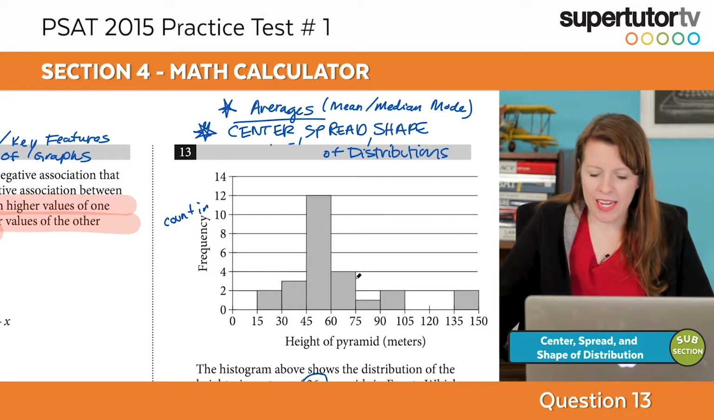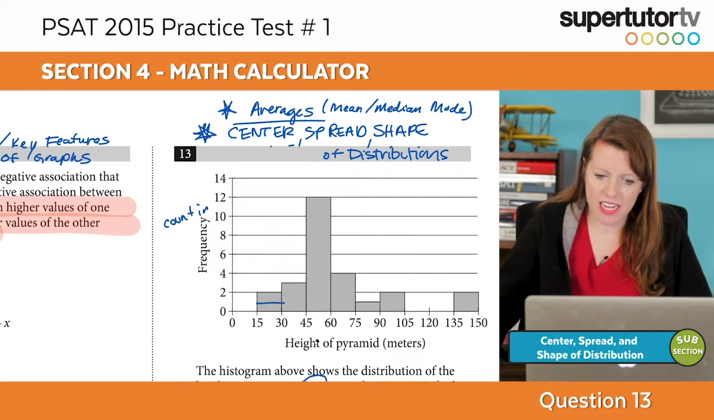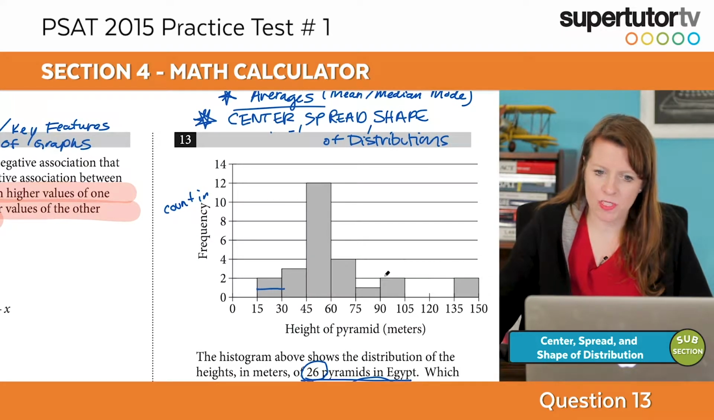So we're going to count in. Again, this is my medians shortcut. The frequency tells us the number of pyramids. So this is like 2 pyramids here, right? If I have 26 pyramids, I want the split between 13 and 13, so I want to count in 13. So this is 2, this is 4, this is 12.